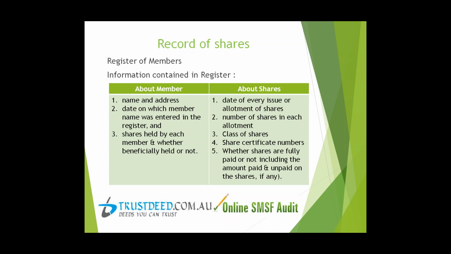Let us have a look into the information that must be recorded in the share register. The information of members that must be entered in the register are their names and addresses, the date on which their name was entered in the register, the shares held by each member, and whether the shares are beneficially held or not. The register must also contain the following information about shares: the date of every issue or allotment of shares, the number of shares in each allotment, the classes of shares, the share numbers if any, or the share certificate number, whether or not the shares are fully paid, including the amount paid on the shares and the amount unpaid on the shares if any.